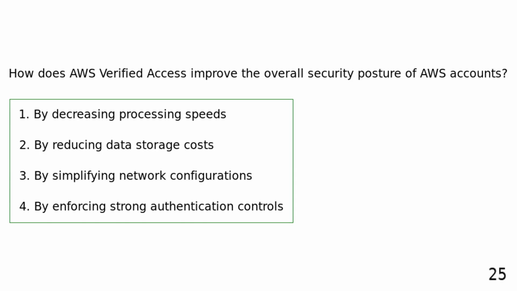How does AWS Verified Access improve the overall security posture of AWS accounts? By decreasing processing speeds. By reducing data storage costs. By simplifying network configurations. By enforcing strong authentication controls.